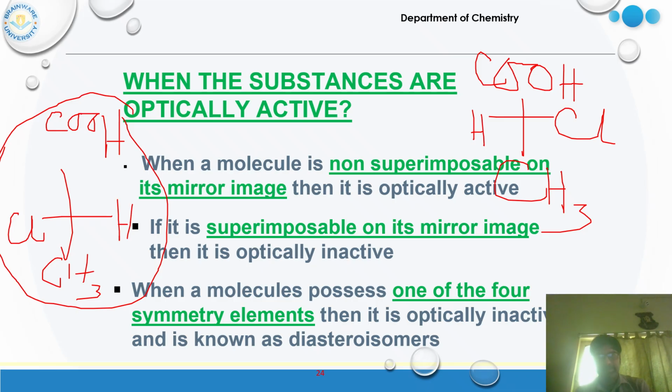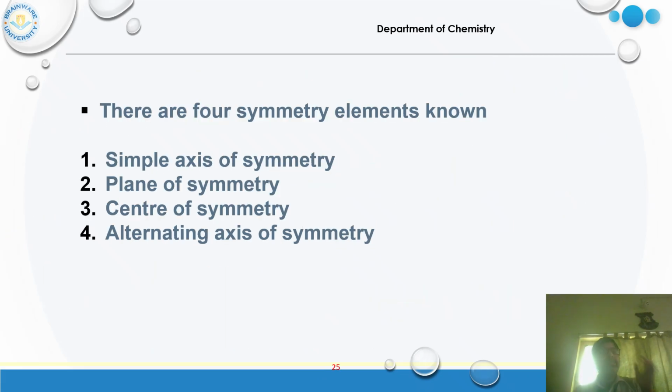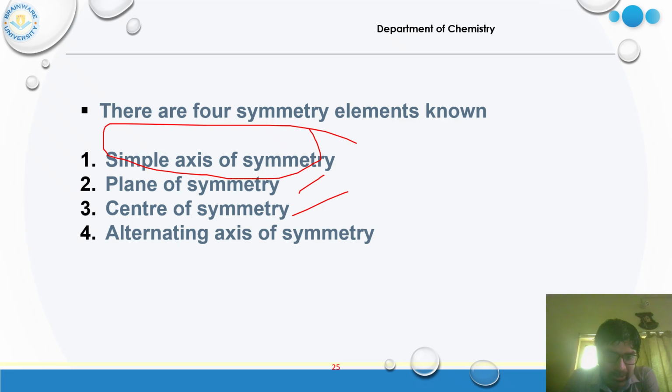Now we are proceeding to the next slide. So if the molecule possesses any one of the four symmetry elements, meaning simple axis of symmetry, plane of symmetry, center of symmetry, and alternating axis of symmetry, minimum any one of these symmetry elements, then it is optically inactive. If more than one symmetry element is present, then it will obviously be optically inactive.